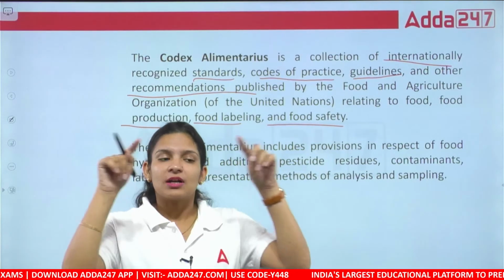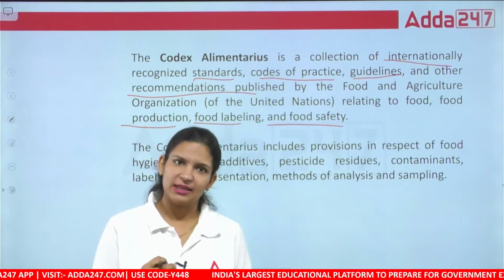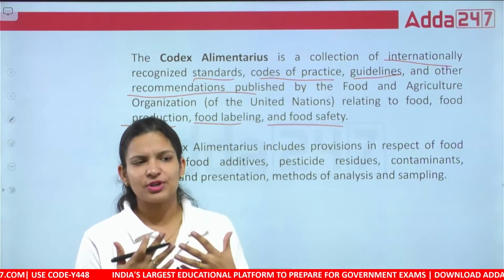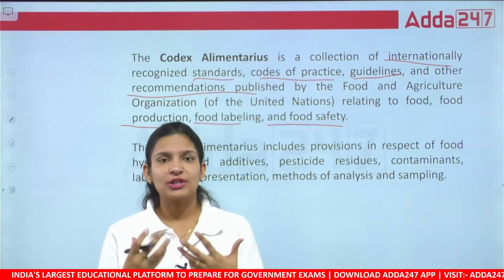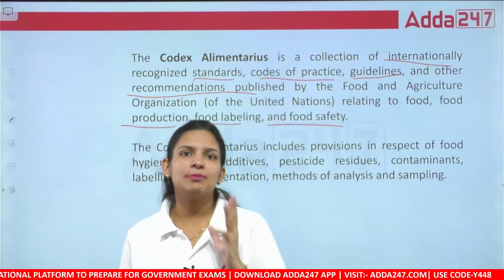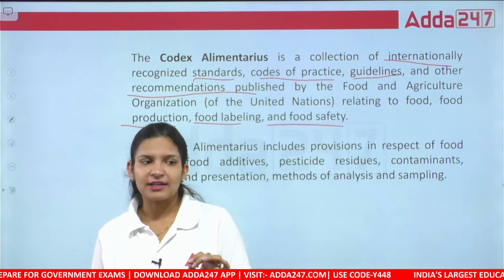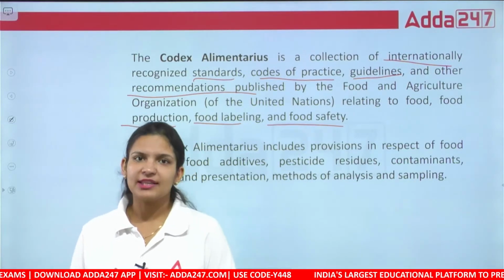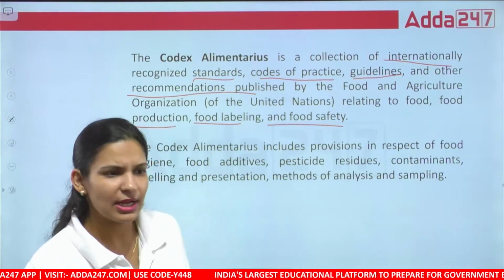The listing is called Codex Alimentarius, which contains the different guidelines for different food standards, food labeling, and food production: what should be the production condition, the hygienic condition, what the label should contain, and what food safety standards are being used. All these things are mentioned, and this list is known as Codex Alimentarius, right?